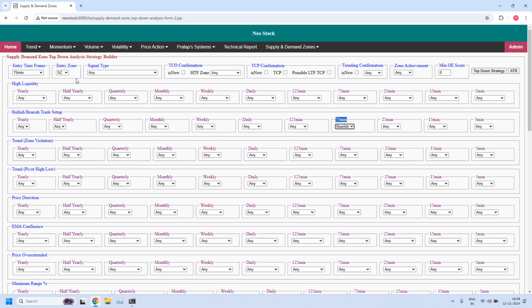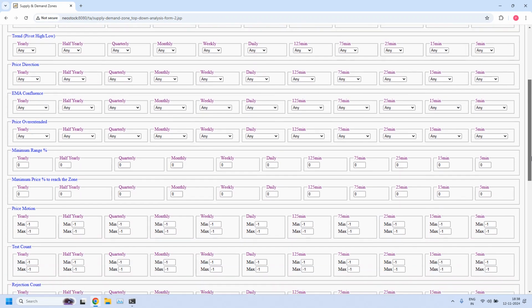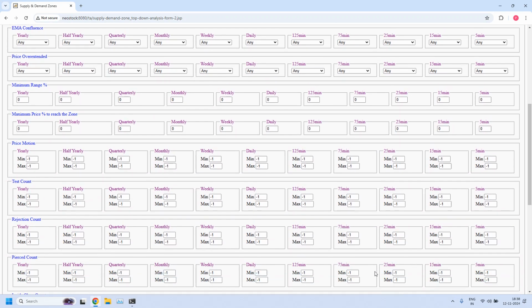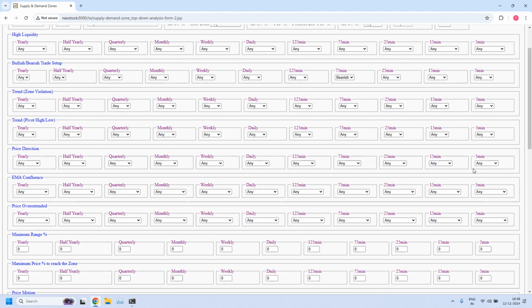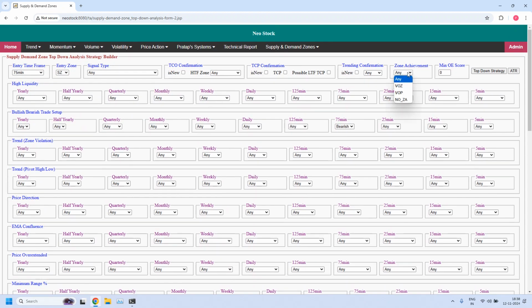The 75 minute supply zone should not be pierced. So in the pierced count at 75 minutes time frame, I am setting minimum value 0, maximum value 0. That means 75 minutes supply zone is not pierced. Zone achievement is violated opposing zone.